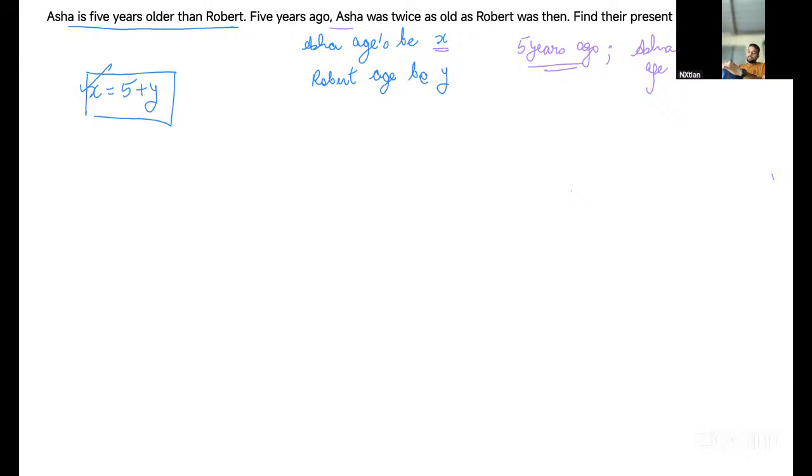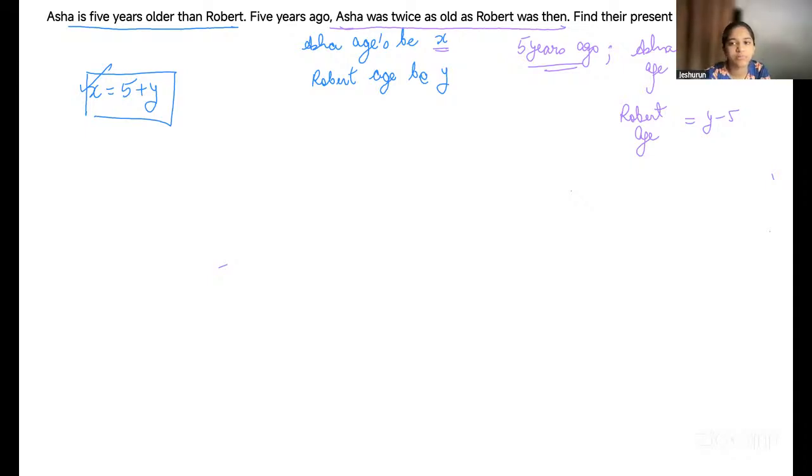And Simeon, what will be the age of Robert 5 years ago? y minus 5. Yes. Good. Robert's age will be y minus 5. Now just make the equation. The second equation, please. Yes, Dishron. x minus 5 is equal to 2 into y minus 5. Yes.